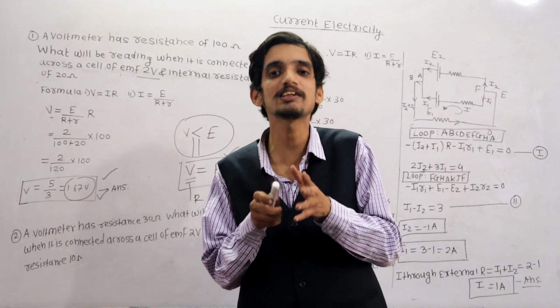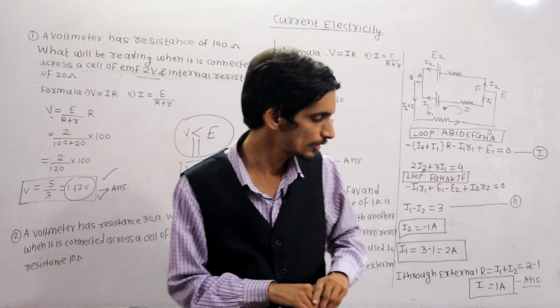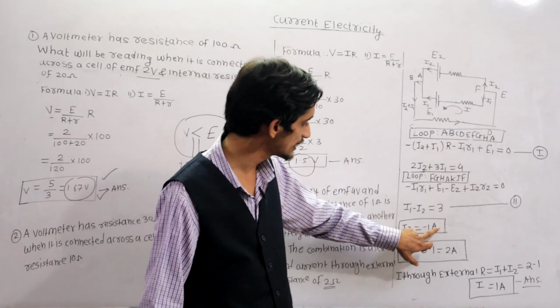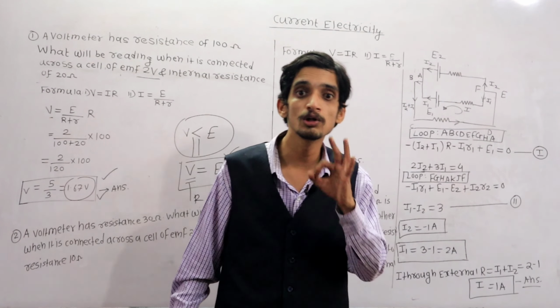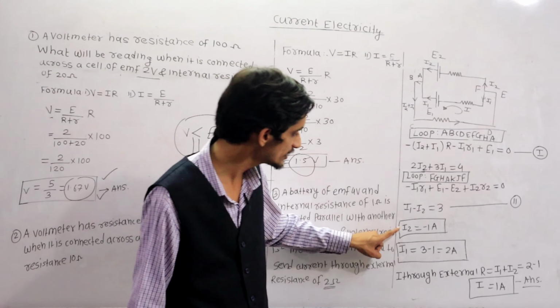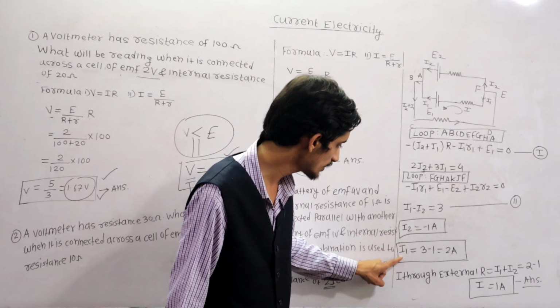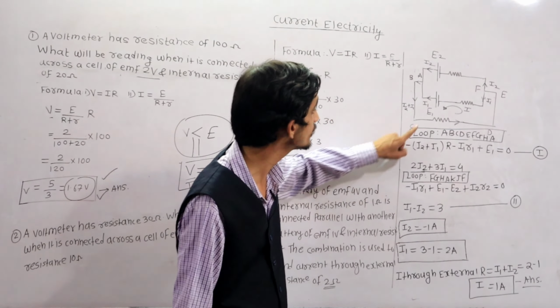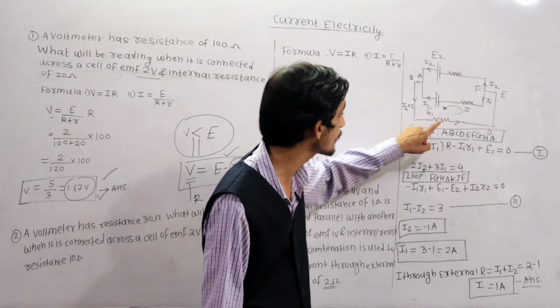So whenever you find a minus sign in numericals, it means the direction you have assumed and the actual direction are different. Clear? Okay, that's why I2 is equal to minus 1 ampere and I1 is equal to 2 ampere. So what is the current flowing through capital R? I2 plus I1, that is 2 minus 1, that is 1 ampere.